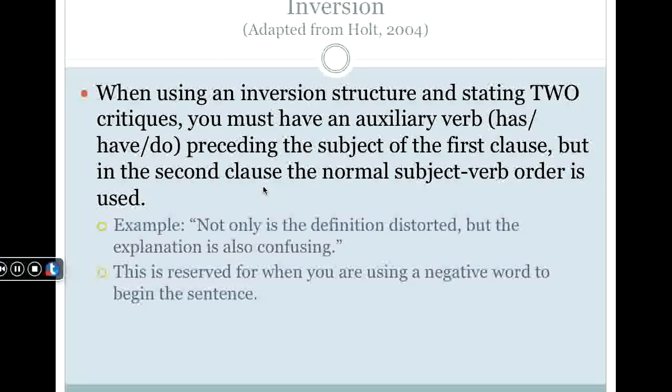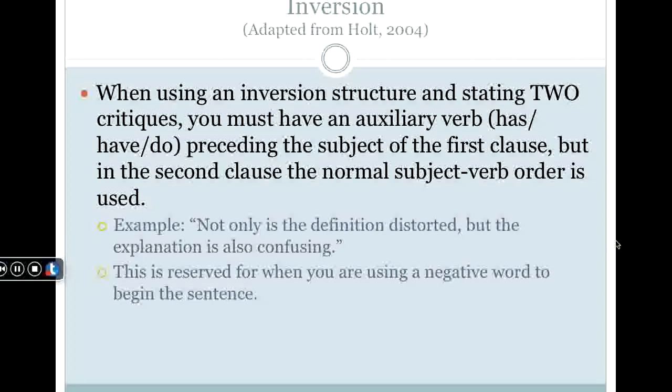So this will be a little information about how to use inversion in a couple of ways when you state two critiques. You need to have some sort of auxiliary verb, like has or have or do, before the subject of the first clause. But in the second clause, the normal subject-verb order is used.